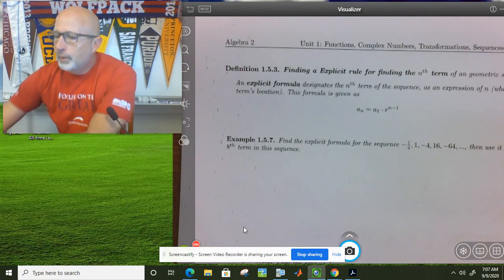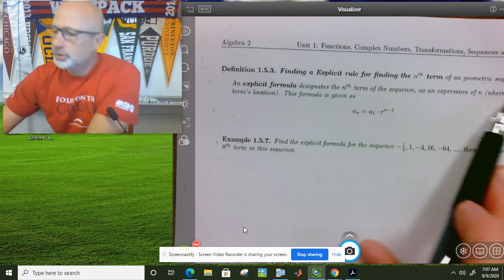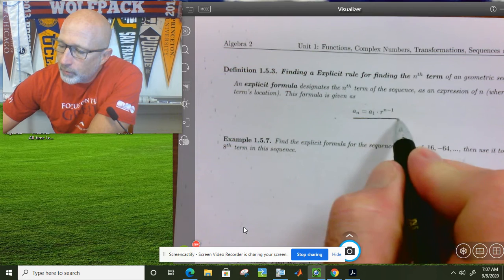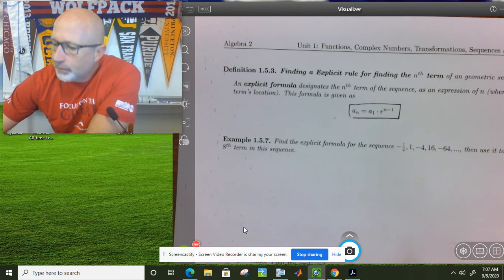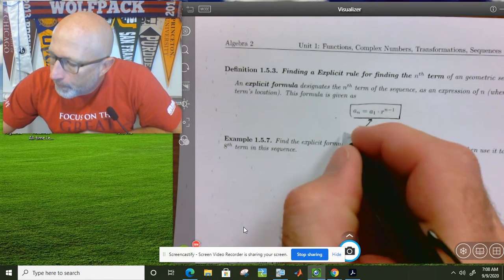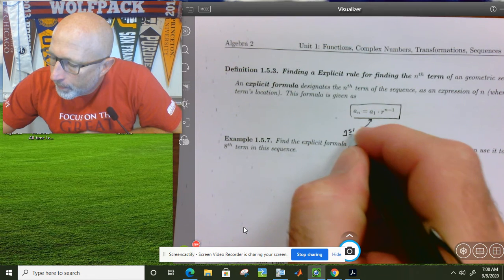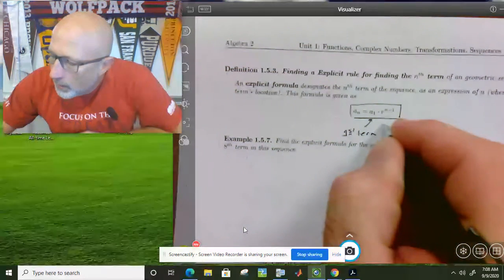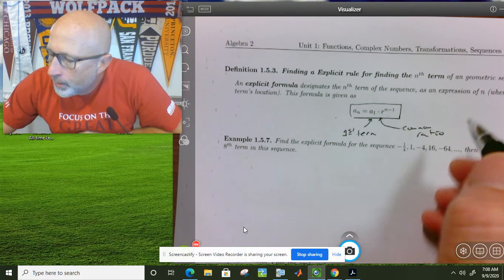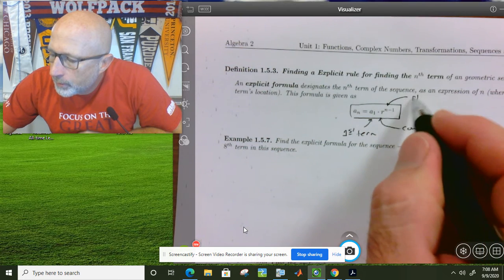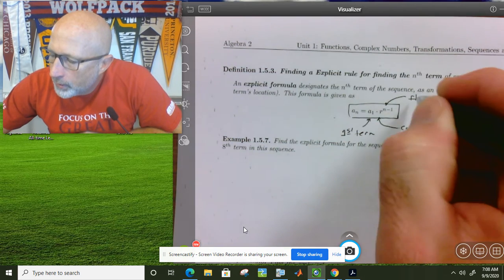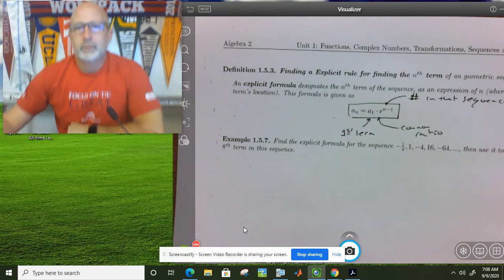Definition 1.5.3: find an explicit rule for finding the nth term of a geometric sequence. This is the formula that's given for finding the nth term of a geometric sequence. a sub 1 is still the first term, r is still the common ratio, and n is just the number in that sequence, or the nth term in that sequence. That's all it is.